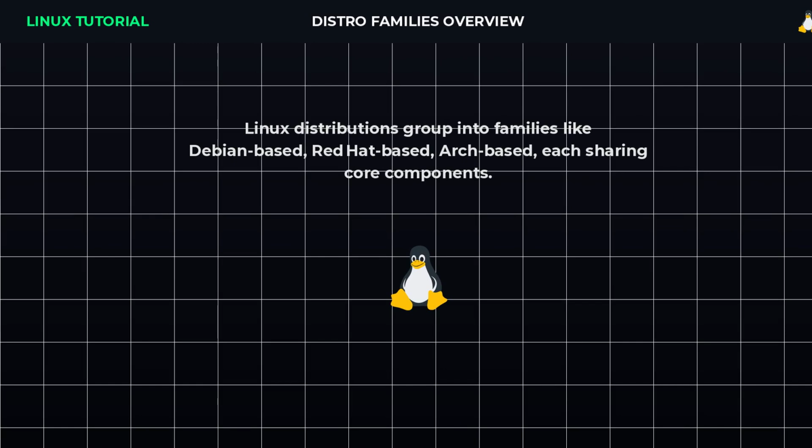Debian-based distros such as Ubuntu share the .deb package format. Red Hat-based like Fedora use .rpm, and Arch-based systems like Manjaro follow a rolling release model. Each family inherits core libraries and init systems, which defines its behavior.